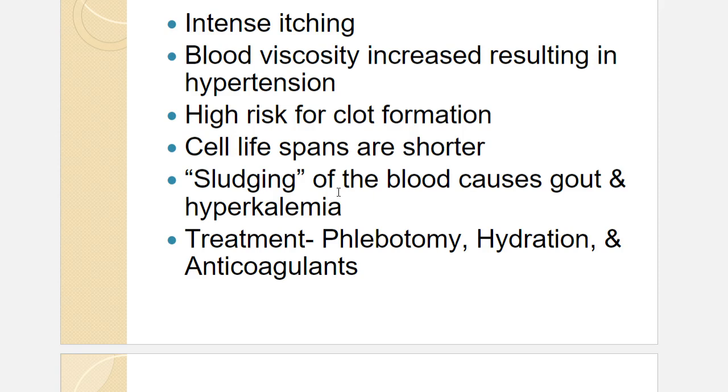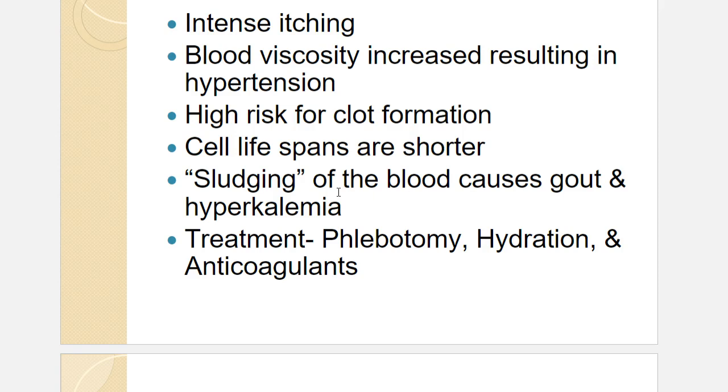So many of these patients can develop chest pain because you think about how thick this blood is and how hard the heart has to work to pump this. So the patient may develop chest pain and CHF and also develop possible strokes and bleeding. So, that's our big concern.